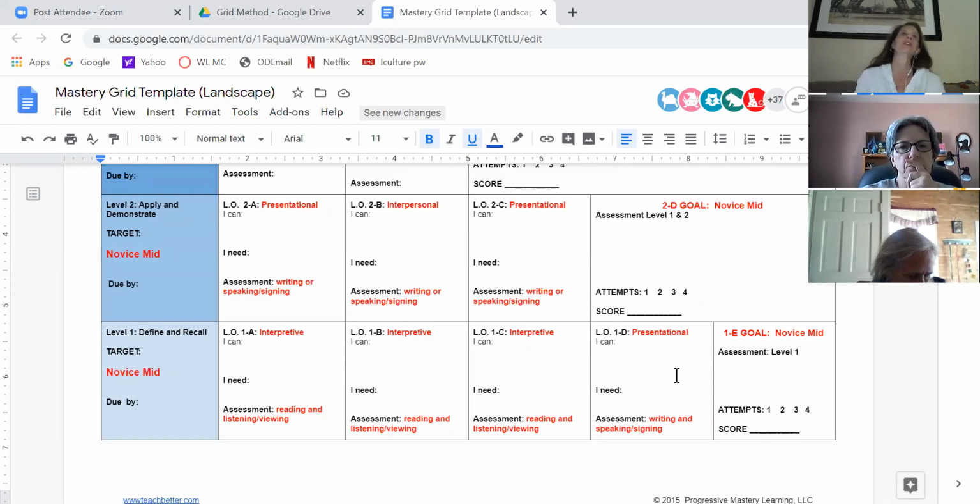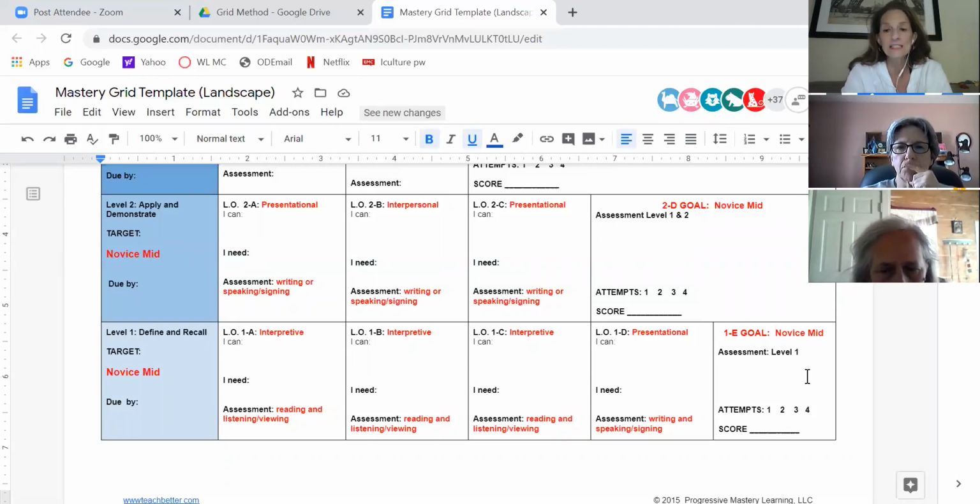And so maybe they've done all this input on travel, they've looked at brochures, they've looked at the weather, and maybe now they're presentational. So this is novice mid. Maybe they're presentational as they have to list items they would take on a packing trip, or they would pack for a trip to the target culture or something like that. And then she had the 1E goal, which was an assessment over everything that was in A, B, C, and D.